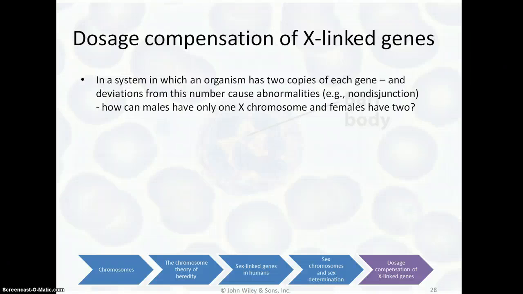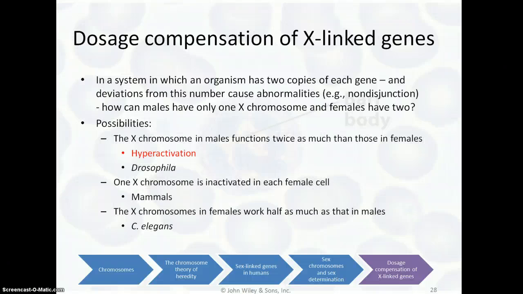So if that's the case, how is it that males can have only 1 X chromosome, while females have 2, and everything is normal? There's got to be a way to compensate for that dosage, to compensate for the fact that males don't have enough, or maybe females have too much of the X chromosome.